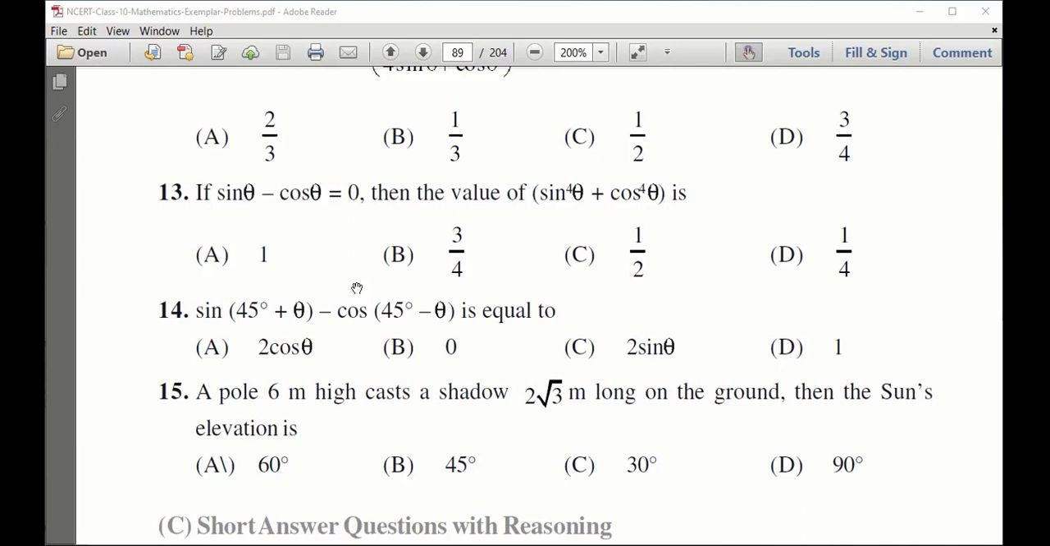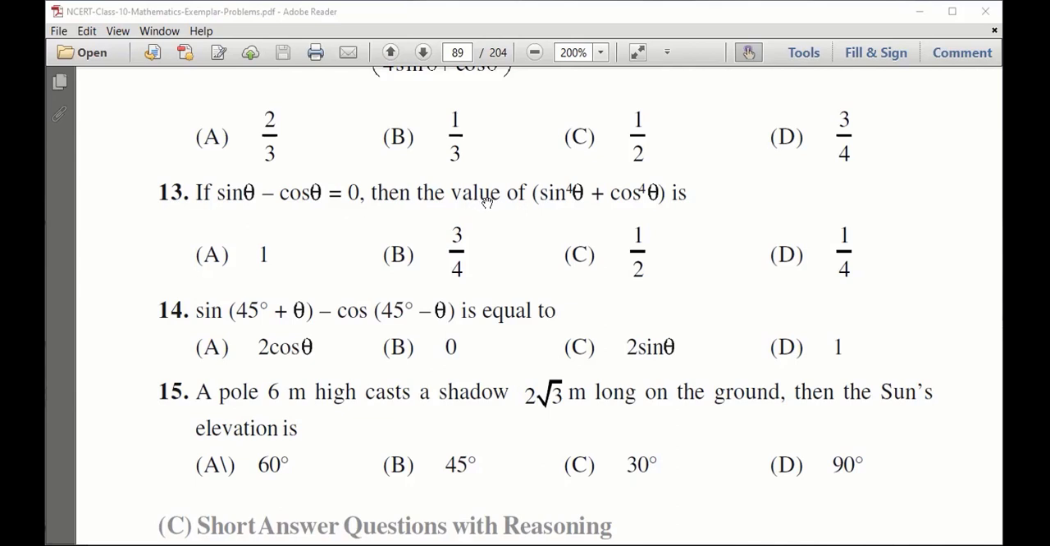Listen very carefully. See, sin theta minus cos theta equal to 0. Take cos to the right side. Sin theta equal to cos theta. See, sin theta and cos theta, when are they the same? Remember 0, 30, 45, 60 degree. Only at 45 degree is the value the same, 1 by root 2. Otherwise, sin is increasing, cos is decreasing, right? Sin increases 0 to 1, cos decreases. But at 45 degree, both are equal, 1 by root 2. It means theta is 45 degree, you can assume.